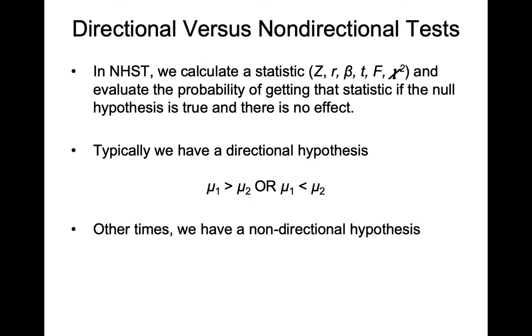There are other times, however, that we have a non-directional hypothesis, which would be symbolized as the mean for the treated population is different than, as in not equal to, the untreated population. So we might say, for example, that we think that giving a group of students memory training will result in having a different exam score than students that don't get the memory training.